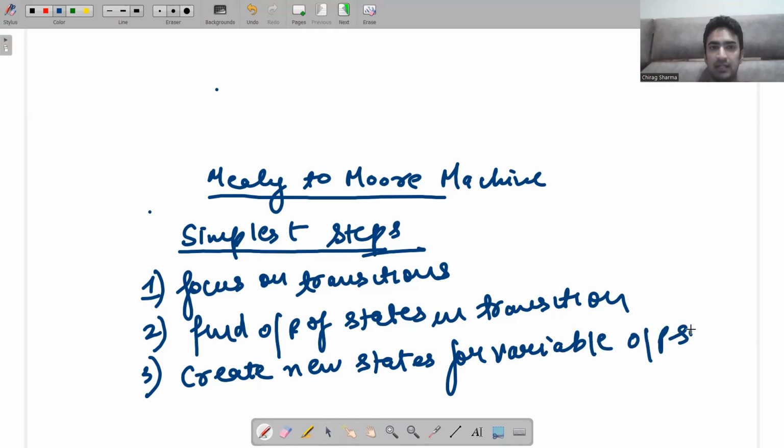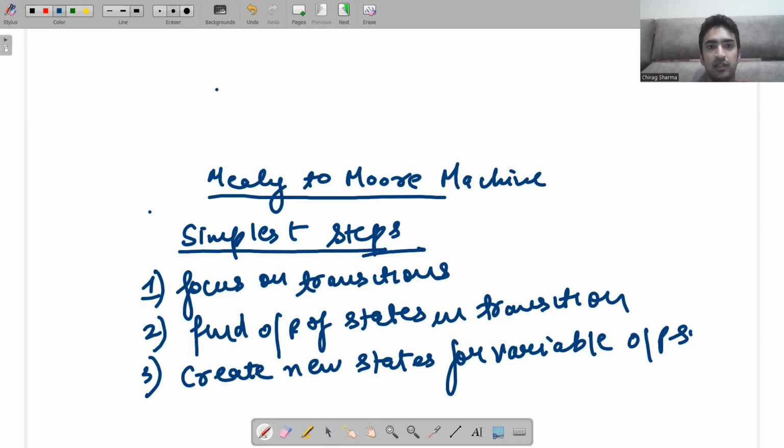See, first step is we are going to focus on transitions. So transitions means whatever transitions we are having. Then we will be finding the output of states in the transition and create new states for variable outputs. Means firstly I focus on the transition outputs only. If there is a variation, then I will create new states. If there is no variation, I will not create any states. And at the end, because we are converting from Mealy to Moore, every state will have an output. So we will be given a Mealy machine where the transition part has the output, and at the end, every state will be associated with the output.